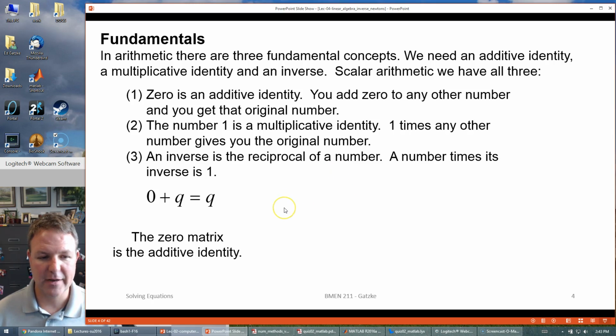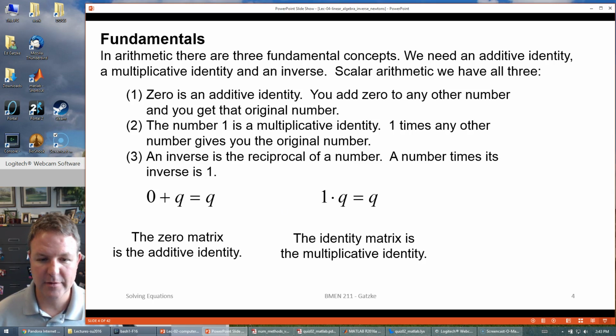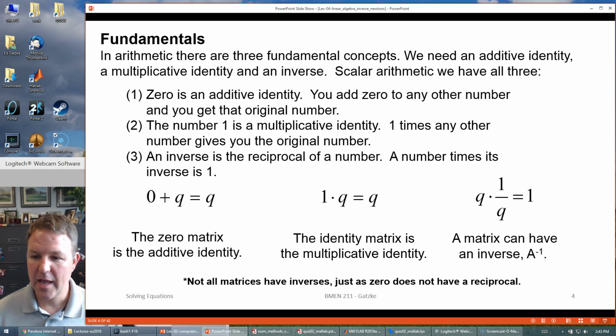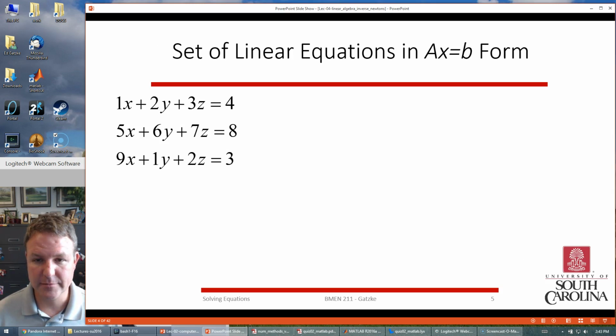So we have the same kind of concept here. The 0 matrix, when added to any matrix, gives you the original matrix. It doesn't change the matrix. If you multiply by an identity matrix, you get the original matrix again. And a matrix can have an inverse. We have a special thing called A inverse, or a matrix inverse, where when we multiply a matrix times its inverse, we get basically 1.